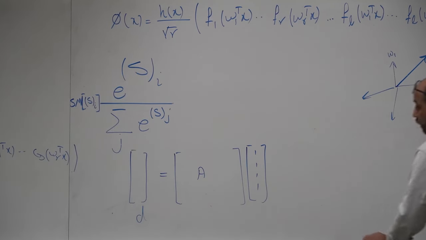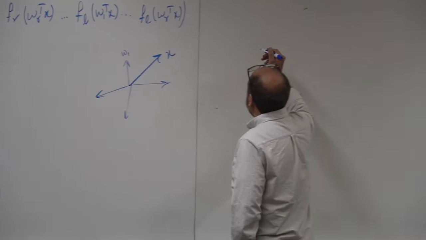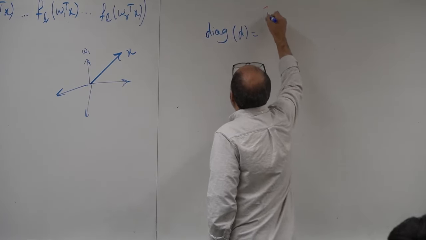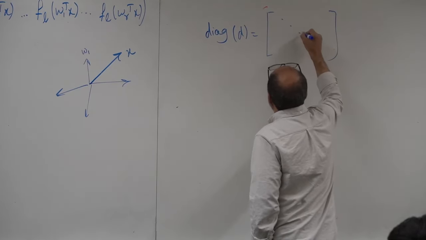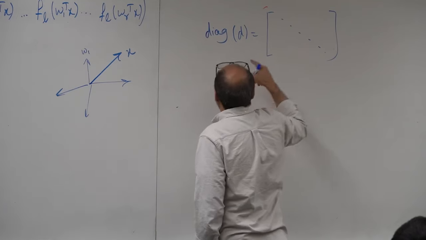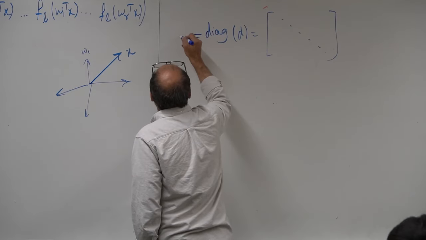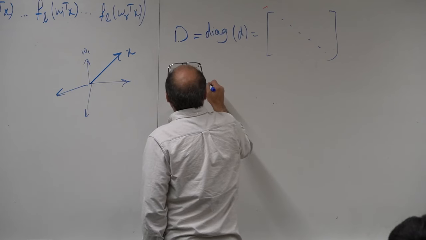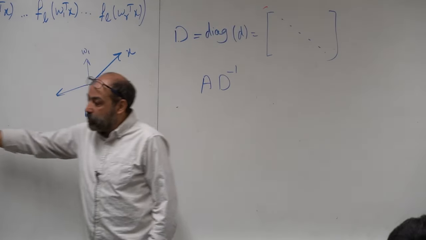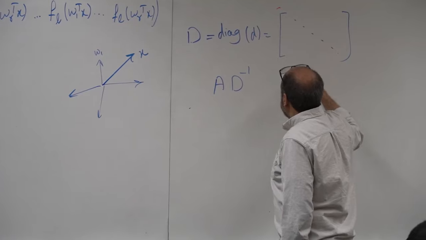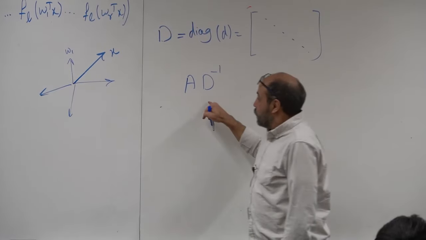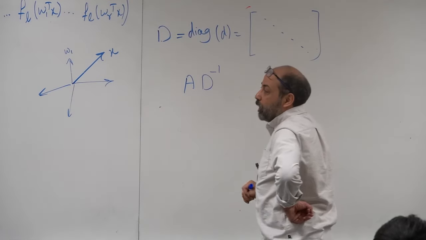Then I can multiply, I can find diag of D, which is a matrix of this form. But each of these elements is the summation of one of the rows of A, right? Let's call this capital D. Then A, D inverse, would be this normalization, right? Because this is a diagonal matrix, and D inverse would be 1 over each of these elements, right? So it's easy to normalize this.